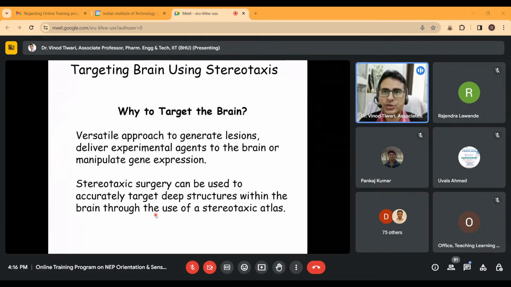Now the question you might be having, again, some of you might be belonging to the biology background, but some of you may not be. So the question may be very genuine, why are we targeting the brain? What is the need to target it? So the answer is, it's a versatile approach to generate the lesions, as I told you in the last slide. Sometimes in preclinical research, we have to develop the animal models.